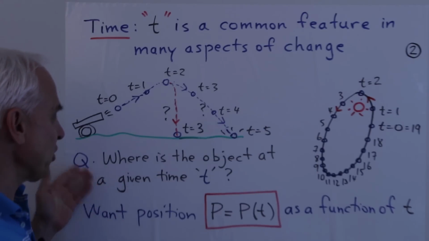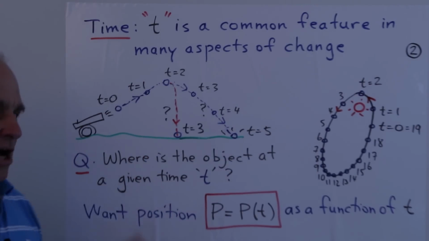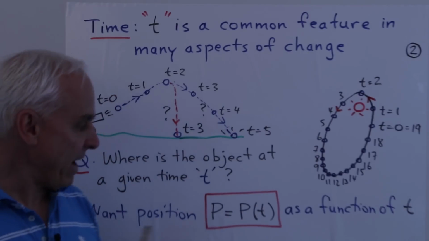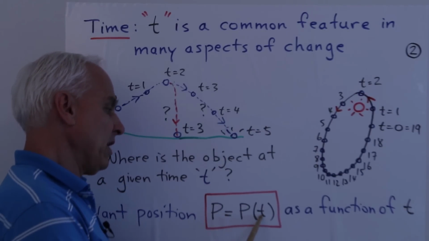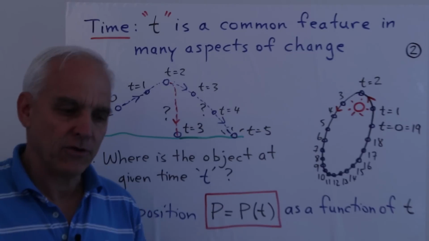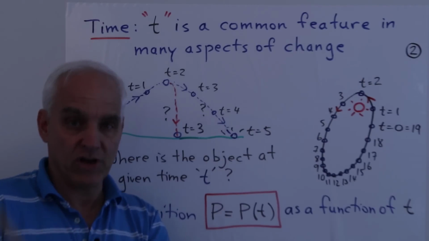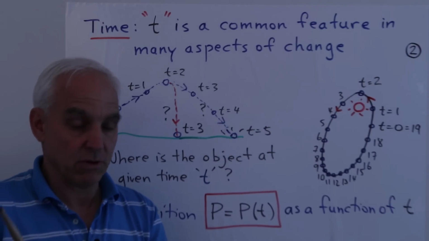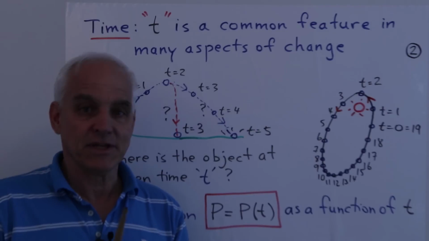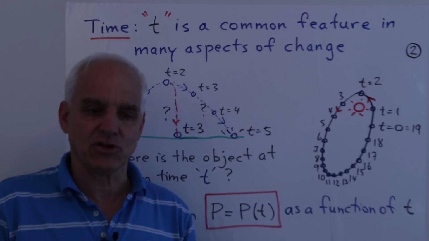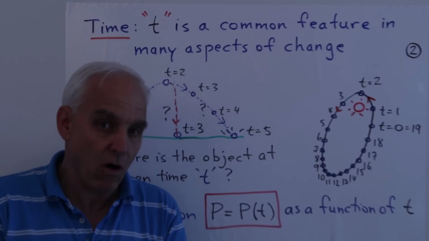So a general question that's very important in physics is, where is an object at a given time t? Mathematically, we'd like to express the position p equals p of t as a function of t. So define this relationship between the time and the position of an object or a particle, or maybe even a system. So this is a fundamental aspiration of physics, to try to understand how particles or systems evolve with time, actually rather explicitly.